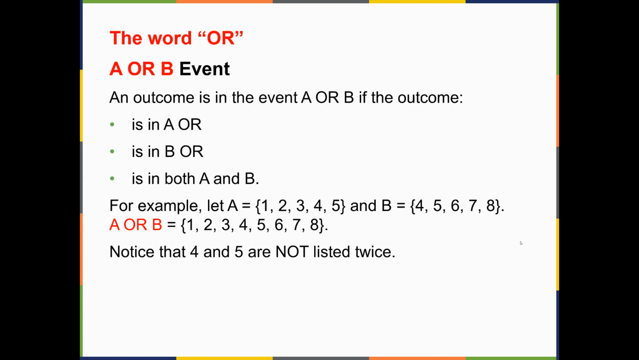And this gets a little confusing because we talk about "and" later, so let's do an example. Let's say A is equal to the set 1, 2, 3, 4, 5, and B is equal to the set 4, 5, 6, 7, and 8. If we wanted to find the event A or B, it would be all the events in A, 1, 2, 3, 4, 5, and all the events in B, because it's in A or it's in B, 4, 5, 6, 7, 8, or any that are in both, we don't list them twice. So if it's in A or B, that it's in one or the other, or it's in both of them, okay? So that's A or B.